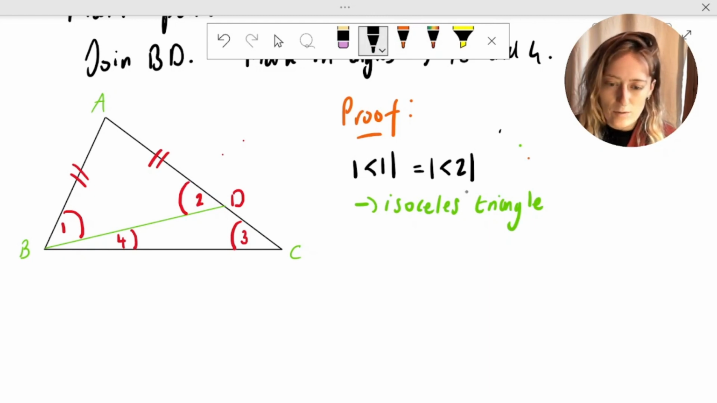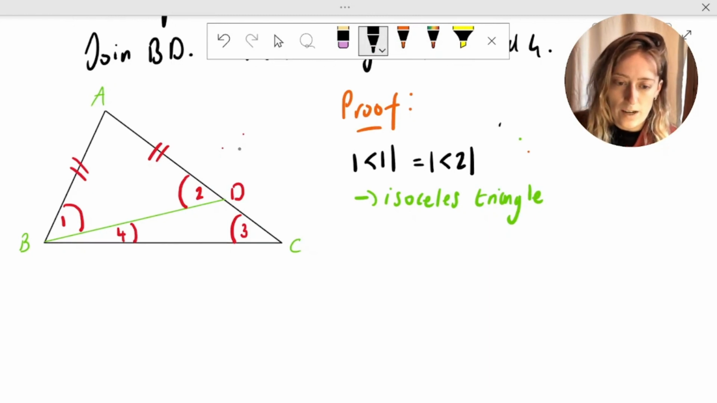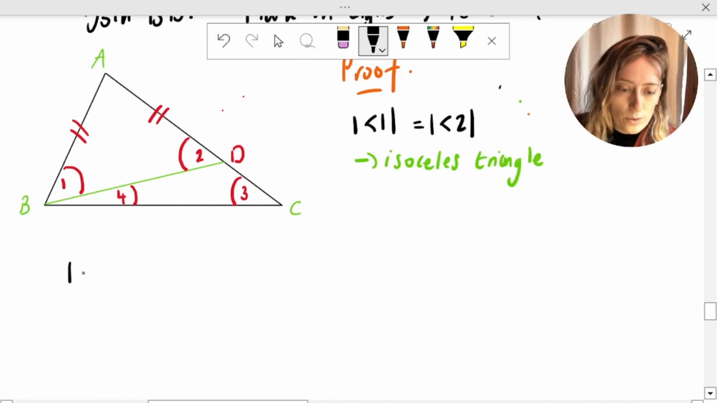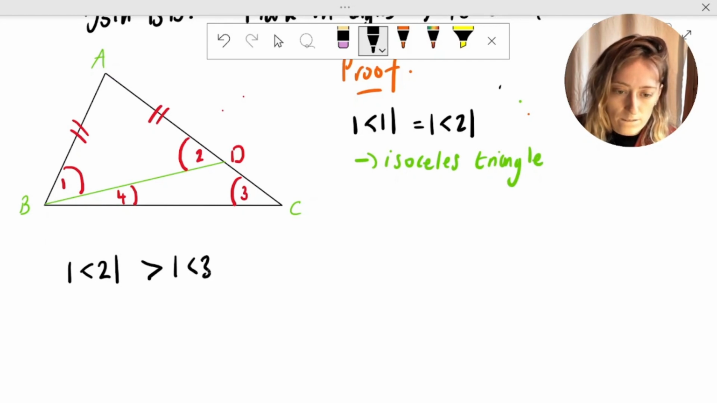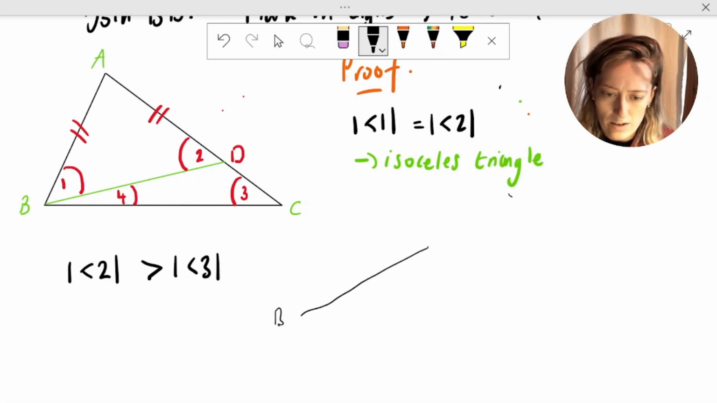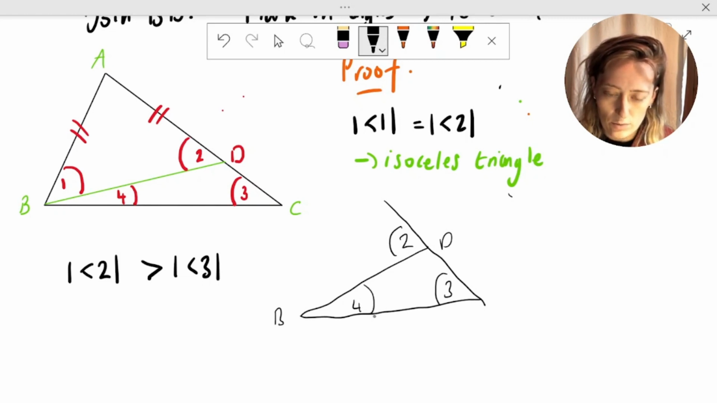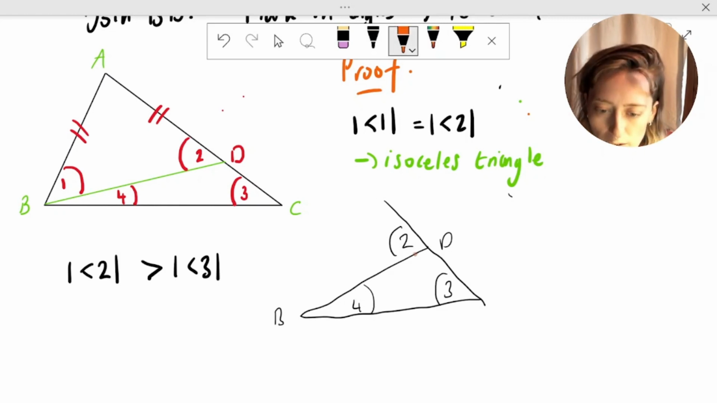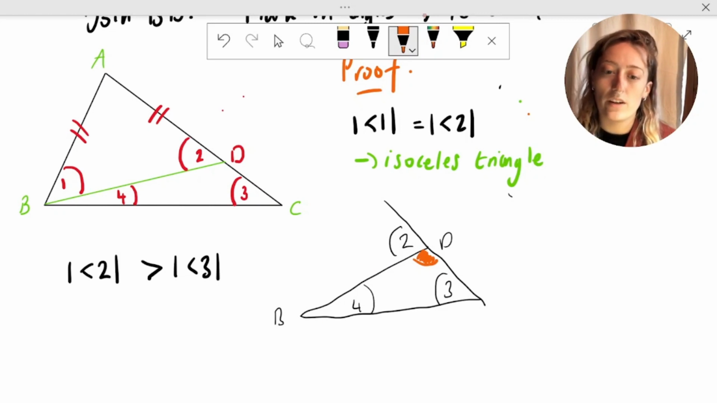Now the next thing that I can read off this diagram, and stay with me, is that angle 2 is greater than angle 3. Let's examine why this is for a little minute. Let's pull out our little situation here. We have BD here. Excuse my rough drawing. This is angle 2, this is angle 3, and here we have angle 4. I'm going to mark this last angle in this little triangle down here as orange.